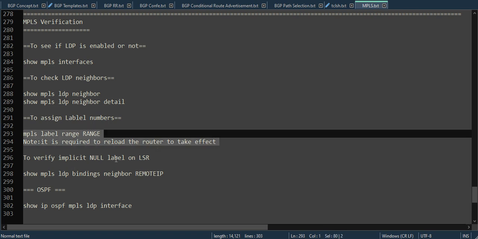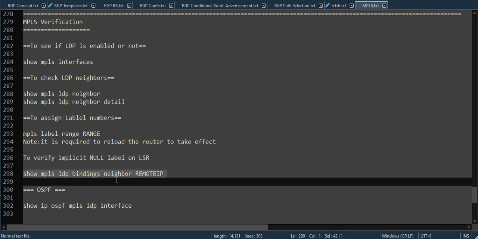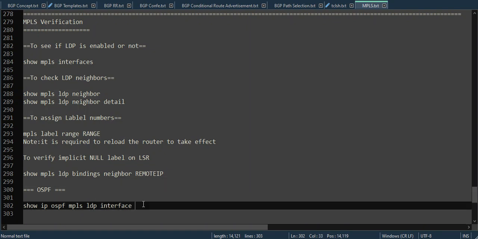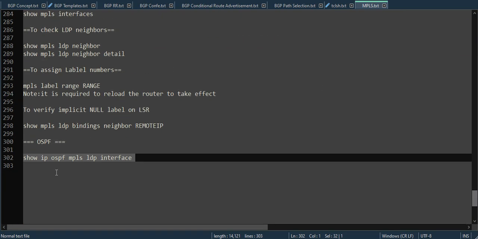And to verify implicit null label on an LSR, we can use show mpls ldp bindings neighbor remote IP. And to see the MPLS interface in OSPF, we can use the show ip ospf mpls ldp interface command. If we configure mpls ldp autoconfig on OSPF, we can also verify this by the show ip ospf mpls ldp interface command.